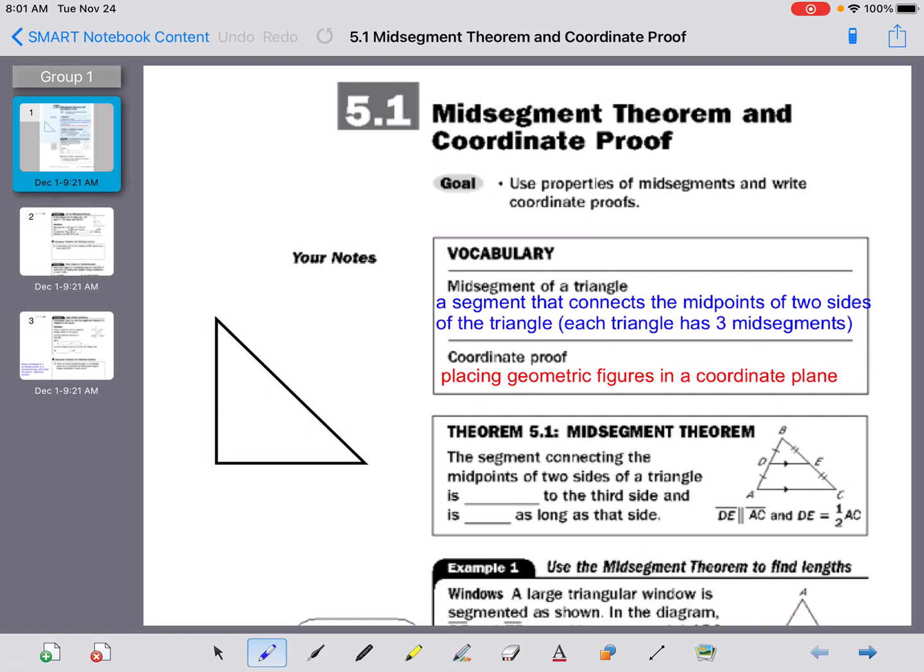And I can't stress to you enough, in the next 4 sections, we're going to have at least 5 different kinds of lines we can draw inside triangles. So it's super important to know the properties of these segments and how they differ from one another, okay? So a midsegment of a triangle is a segment that connects the midpoints of 2 sides of the triangle, okay?